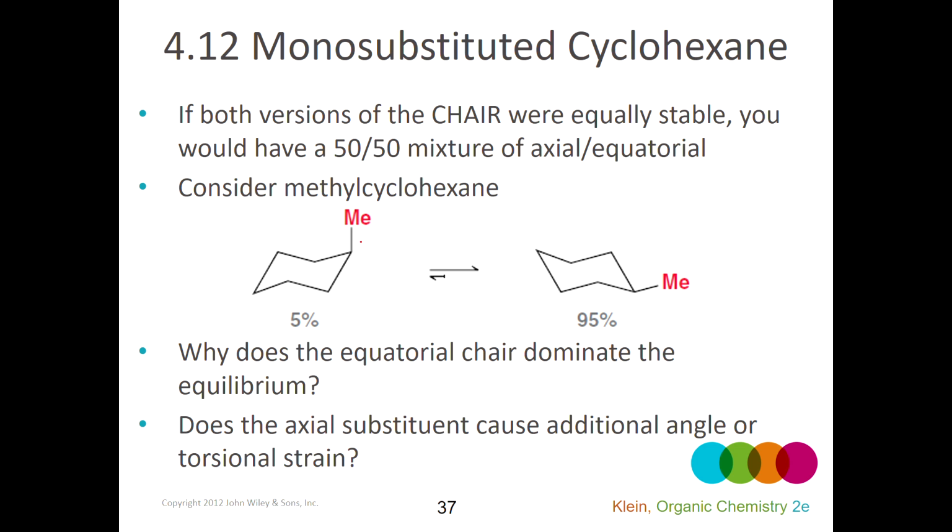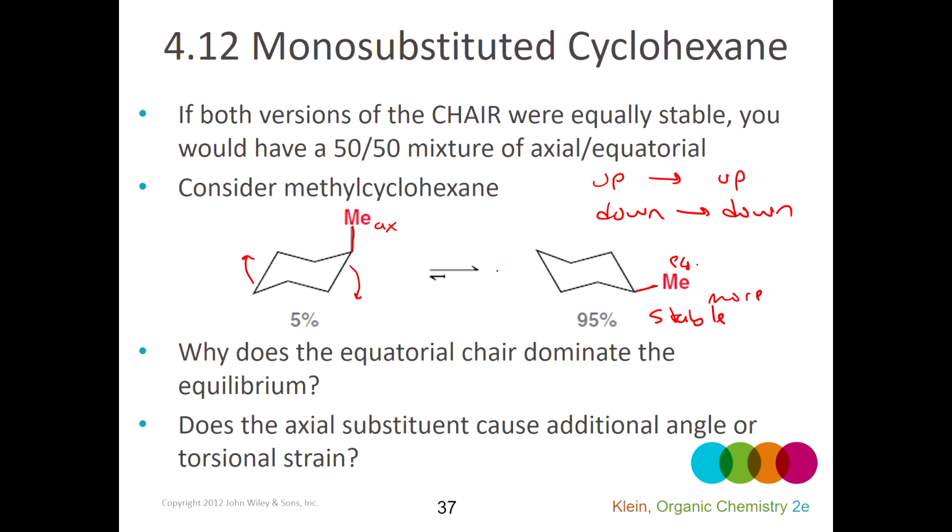So let's take a look at a specific example. So here we've got a chair, we've got a methyl group pointing up. When I do a chair flip, an up group stays up. A down group stays down. Right, so this is coming straight up. When I flip the head of the chair down and the feet up, it's still up. It's not going to be straight up anymore, but it's now up at an angle. This one is axial, this one is equatorial. And if I look at the difference between these two, I can see this one is much more stable. I don't get a 50-50 mixture.